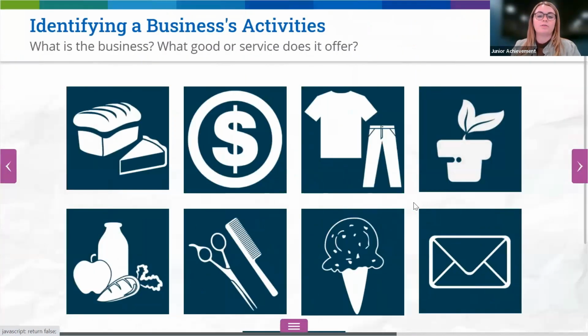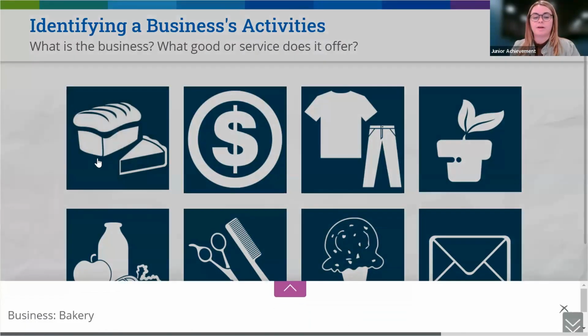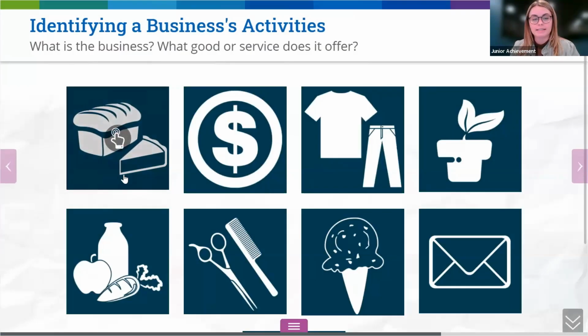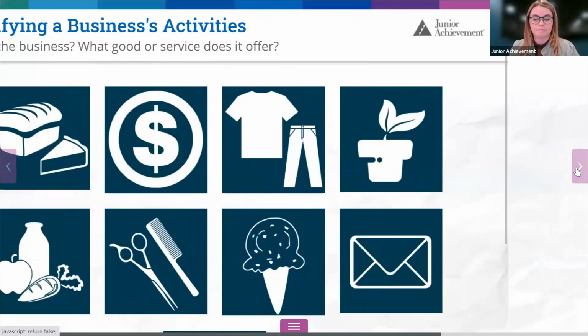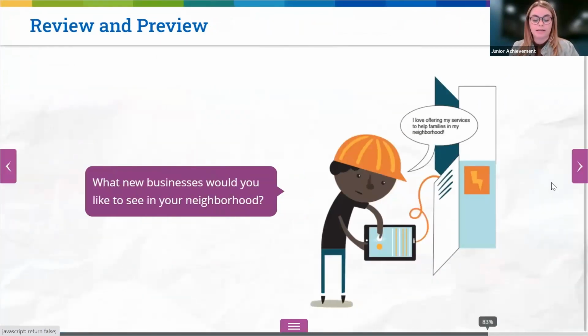On the next slide, you can do the same thing, but this just gives you a few more options to click on. So you can have students guess what the business is, and then click on it to reveal and see if any of the students know the names of a local business that provides that good or service. From here, you will review the lesson with students and tell them that they will be learning about businesses that provide jobs for families in the next lesson.